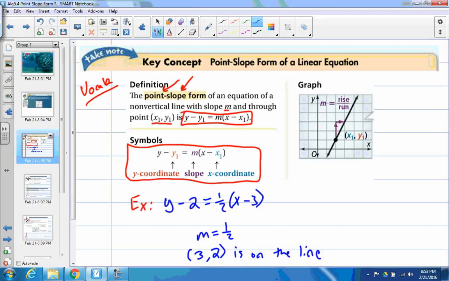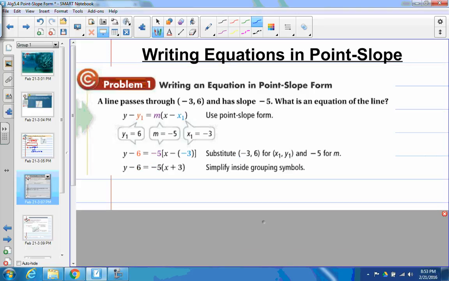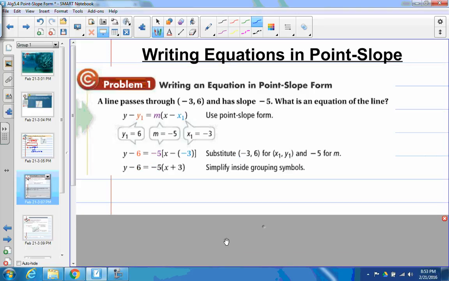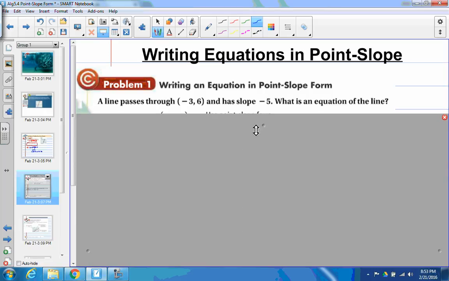So let's start writing some of these. All right, let's look at this first example. Writing an equation in point-slope form. I won't show you too much yet, but let's see. A line passes through (-3, 6). This might be an example you want to write down. It's a very simple one, and it has a slope of -5. What is an equation of the line?